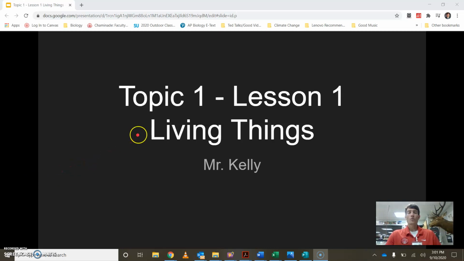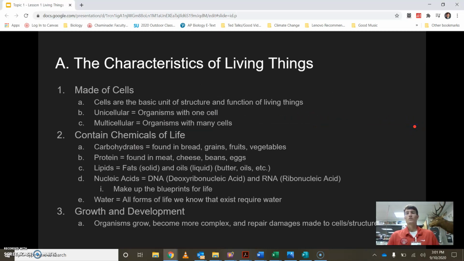So, lesson one is all about living things and the characteristics of living things. And remember, if we're talking about biology, which is the study of life, we need to learn what the basic characteristics that actually define life are, and that's what this lesson's all about. So we start off by learning about our 6 characteristics of life, or of living things.